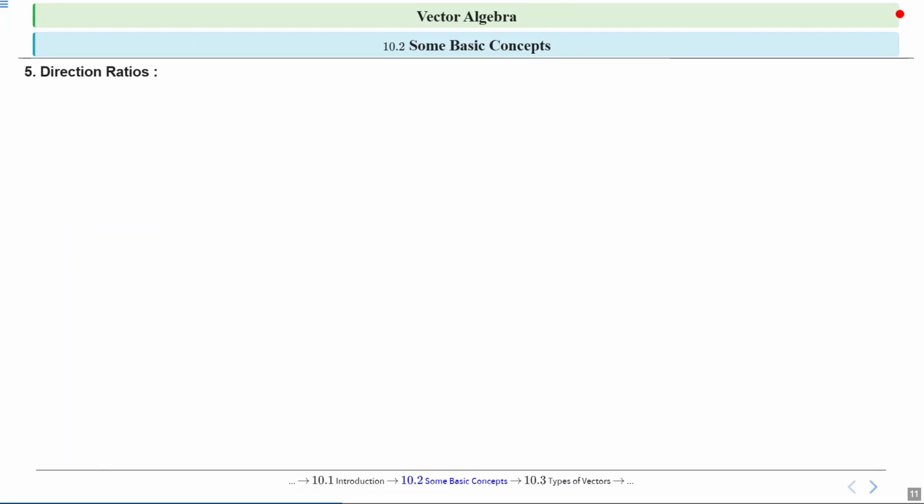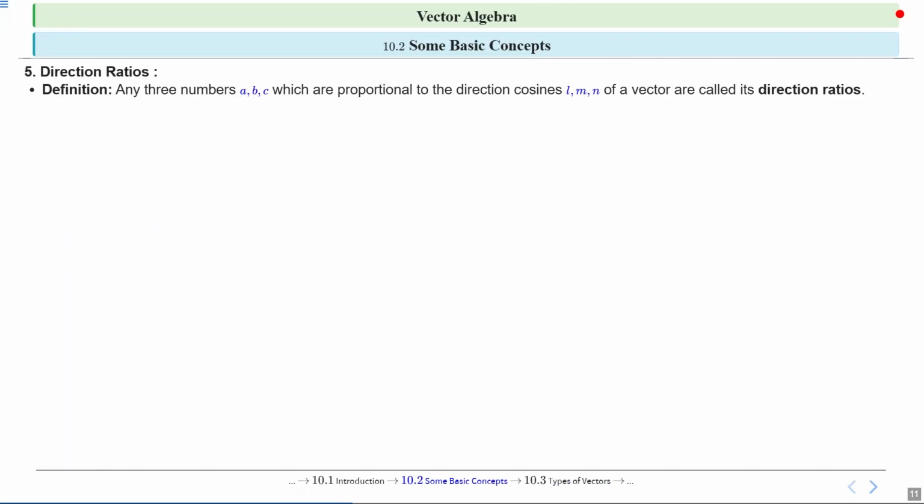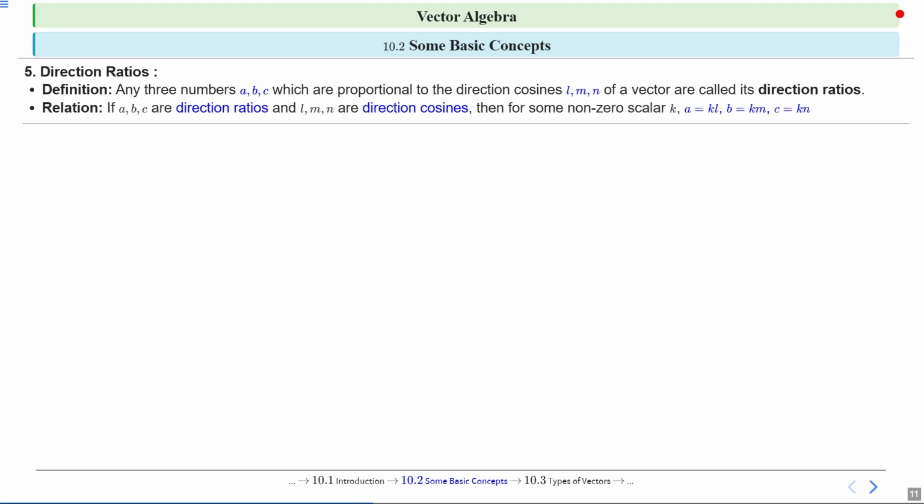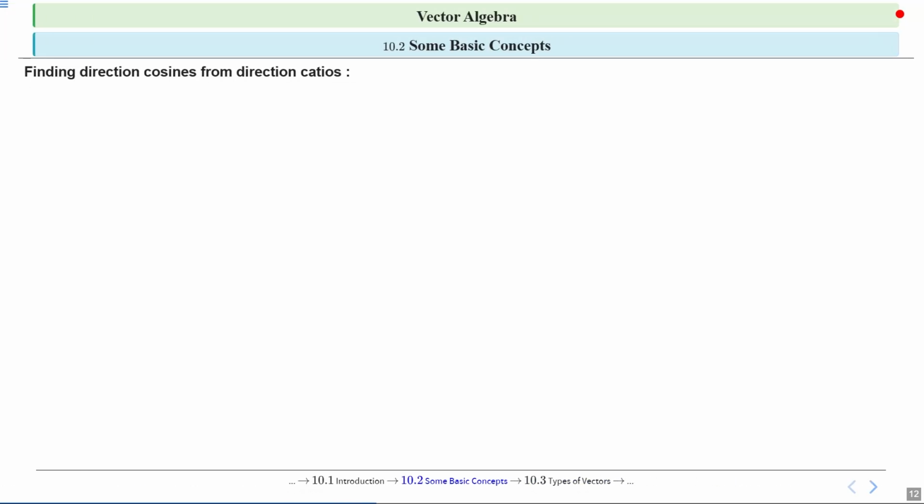Next is direction ratios. Definition: any three numbers a, b, c which are proportional to the direction cosines l, m, n of a vector are called direction ratios. Relation: if a, b, c are direction ratios and l, m, n are direction cosines, then for some non-zero scalar k, a is equal to kl, b is equal to km, and c is equal to kn.